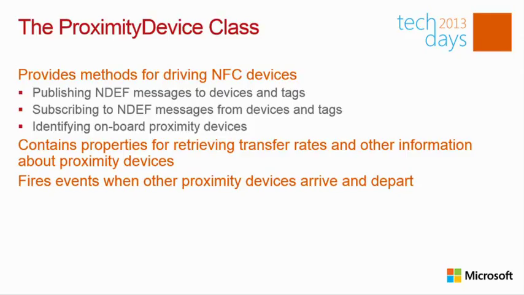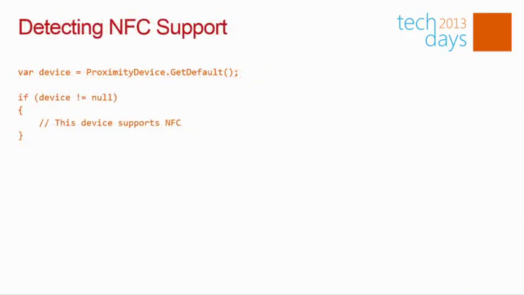We're going to start with the proximity device class, the core of the NFC API in WinRT. Remember that it represents a proximity device. And I told you it fires some events telling you about the arrival and departure of other devices, and also provides methods for sending and receiving messages. Let's look at some of those APIs before we put them to work on some actual devices.